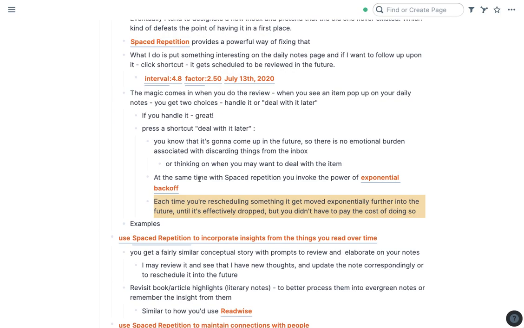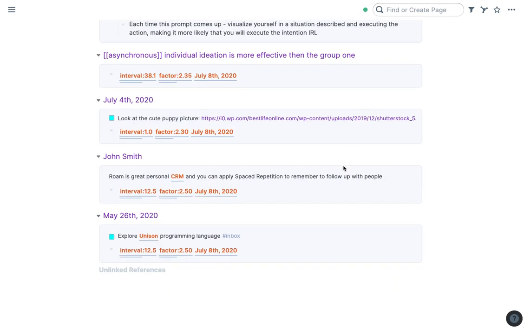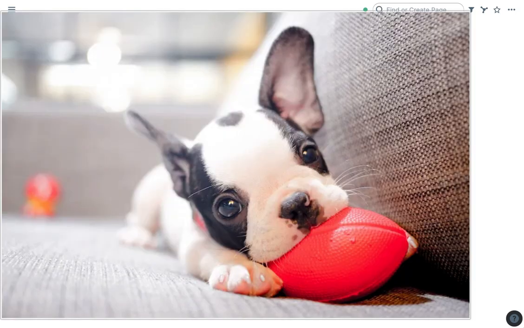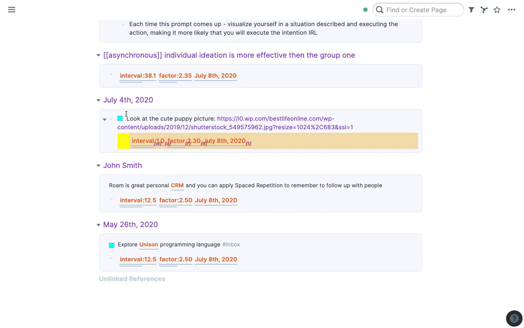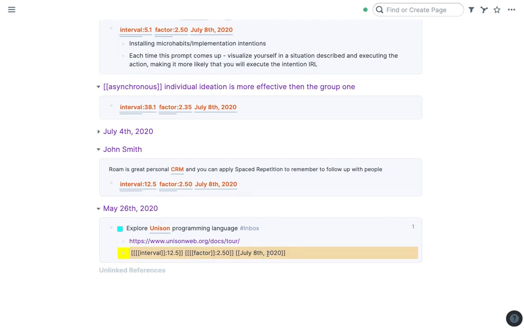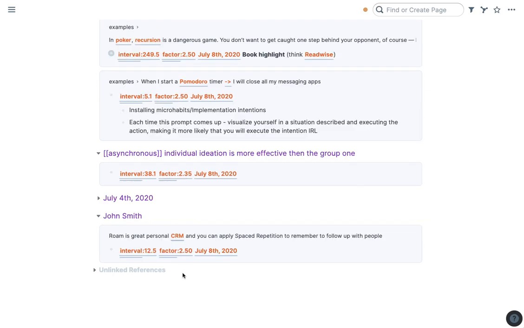So let's take a look at a few examples. I have two inbox items here. So one is looking at a cute puppy dog picture, and I can handle that right now. So I can mark that as done. And that's great. Now, the other one I have is exploring Unison programming language. And that's probably not a great thing to do in the middle of video recording. So I'm going to say I'm going to deal with this later.